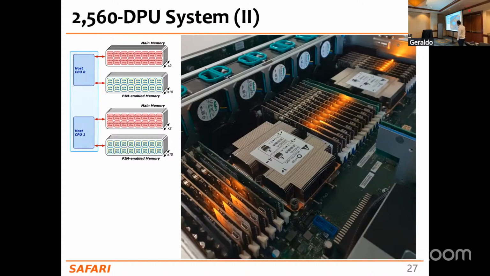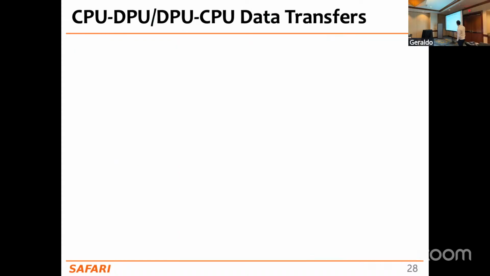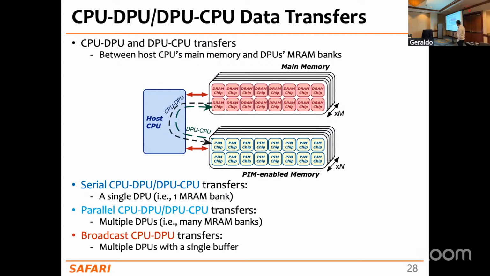So this is a view of what you would get if you buy those UPMEM chips. You have a motherboard with your regular CPU and your regular DRAM chips, and then you have your PIM-enabled memory sitting in the DDR interface nearby your DRAM memory. In order to program those UPMEM architectures, the company released an SDK with several APIs that allow you, for example, to manually move data from the CPU main memory to the PIM-enabled main memory, using either serial, parallel, or broadcast data transfer.